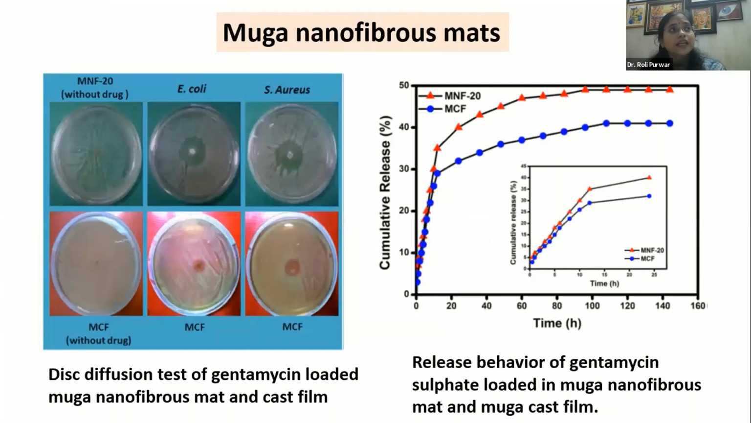Then we can incorporate some kind of drug into this nanofibrous structure. In this particular case, we have loaded the gentamicin drug, and you can see that within 24 hours it releases and forms a good zone of inhibition. That means it kills E. coli and Ascaris bacteria within 24 hours. We have also studied the release behavior, and the cumulative release of the drug from the nanofibrous web follows Fickian diffusion.